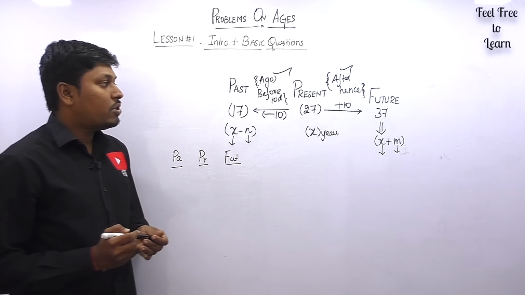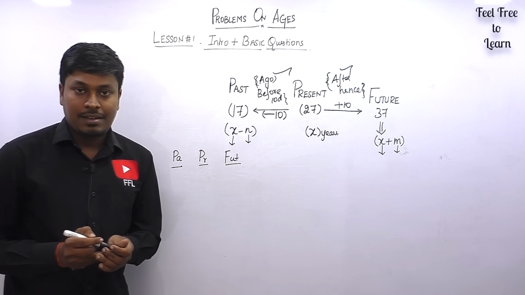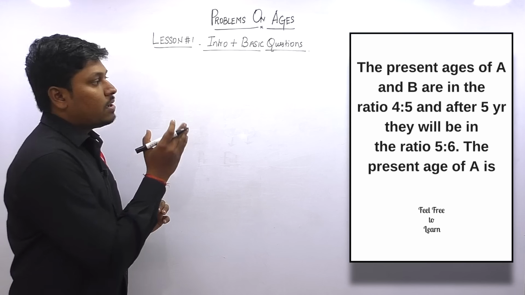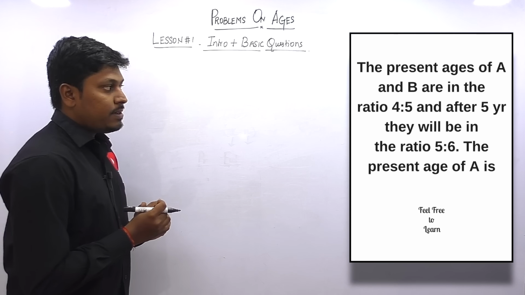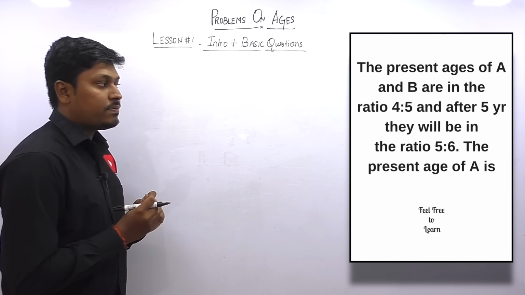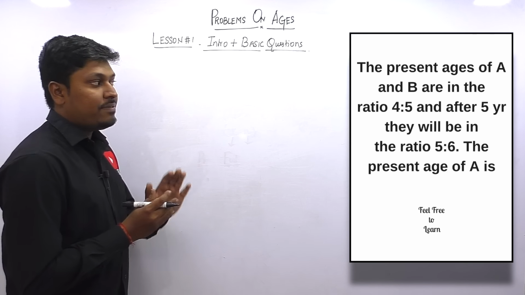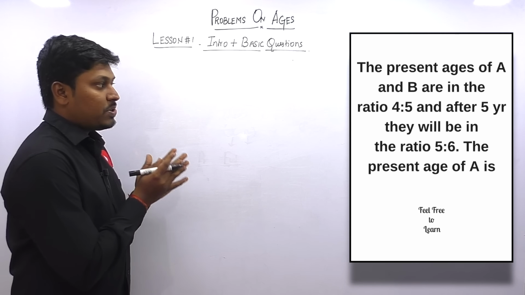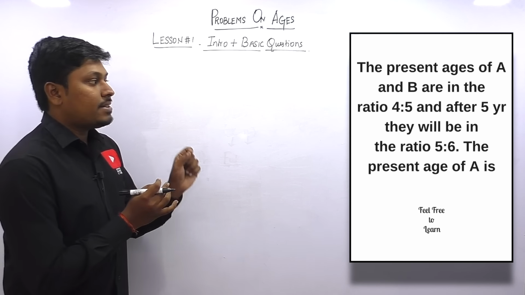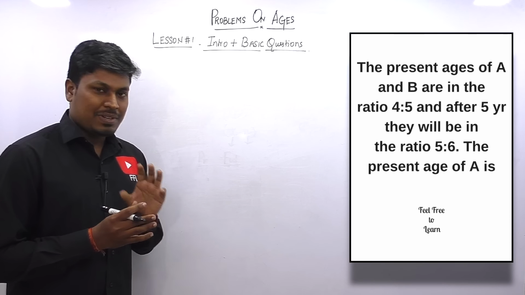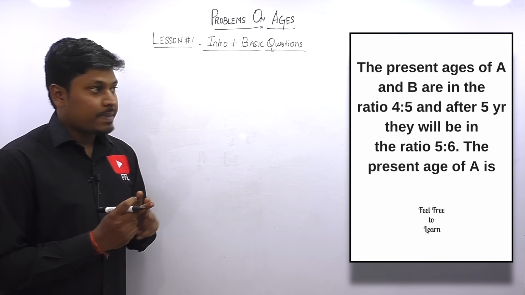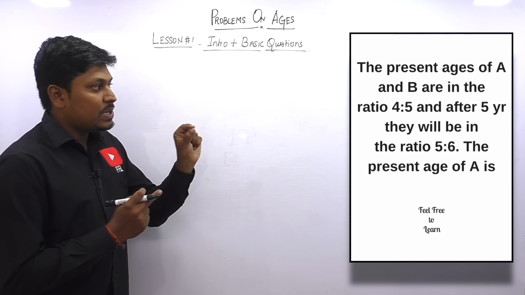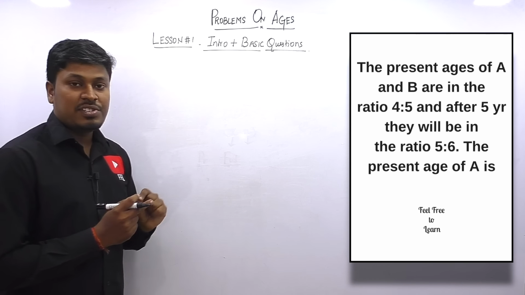So now let me move on to all the 10 basic questions in the topic problems on ages. Question number 1. The present ages of A and B are in the ratio 4:5, and after 5 years they will be in the ratio 5:6. Then the present age of A is. So listen here, in the question they are talking about two persons, that is A and B. Initially, the present ages of A and B are in the ratio 4:5.